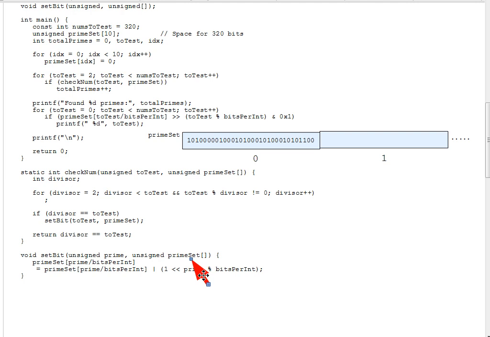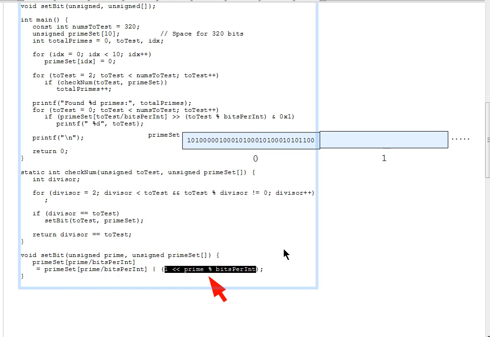The right index, per our discussion above, is prime divided by bits per int. And bits per int, of course, is a constant above set to 32. And the right bit number is prime percent bits per int, like over here. So this C expression right here deserves some attention.